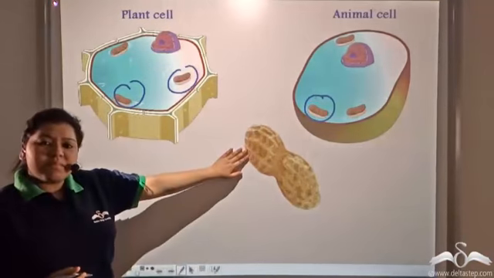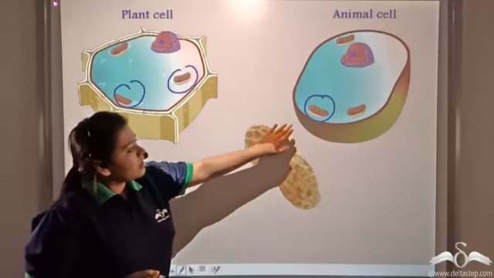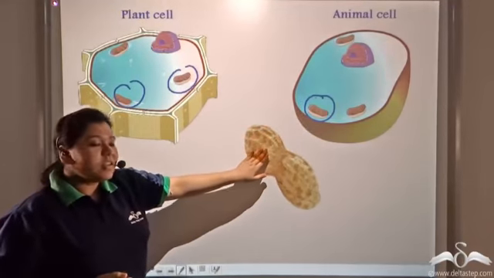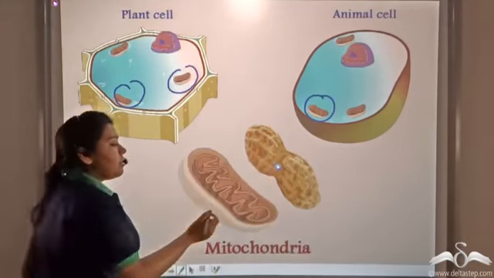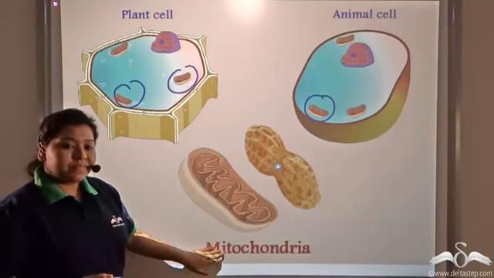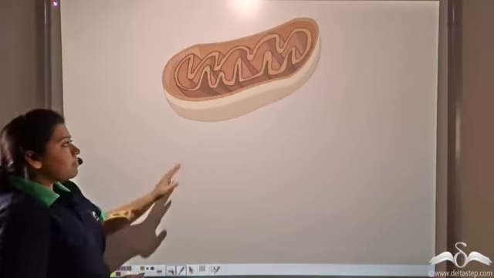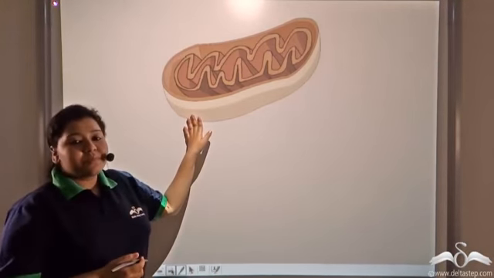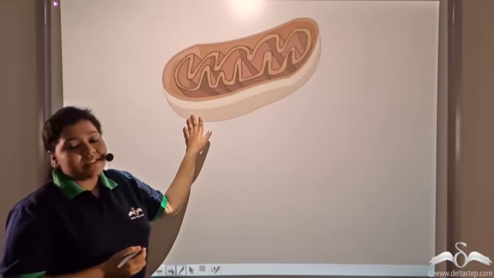They closely resemble a groundnut, and they are known as mitochondria. Now let us see the structure of a mitochondria in a little more detail.